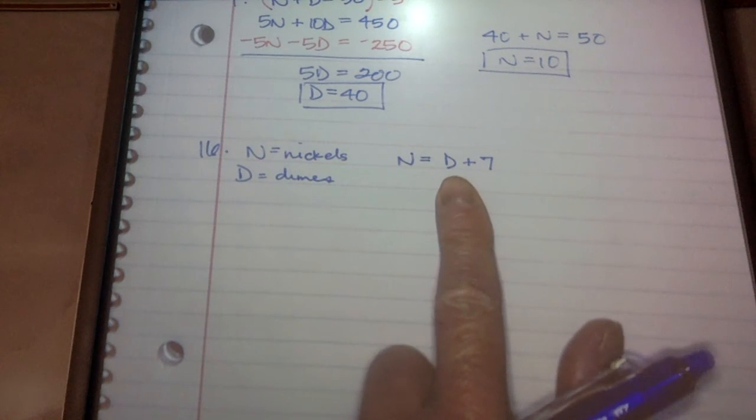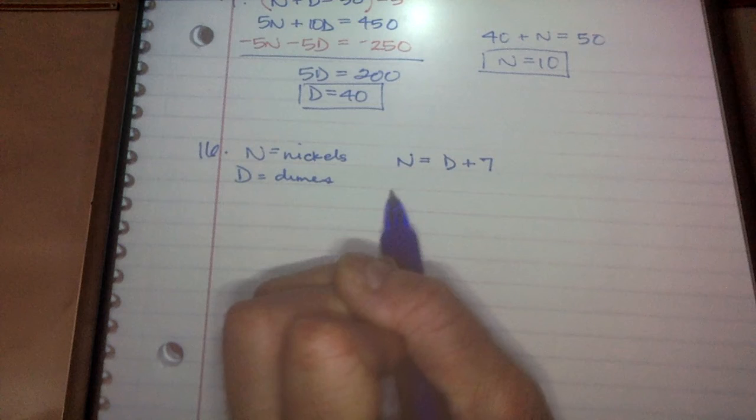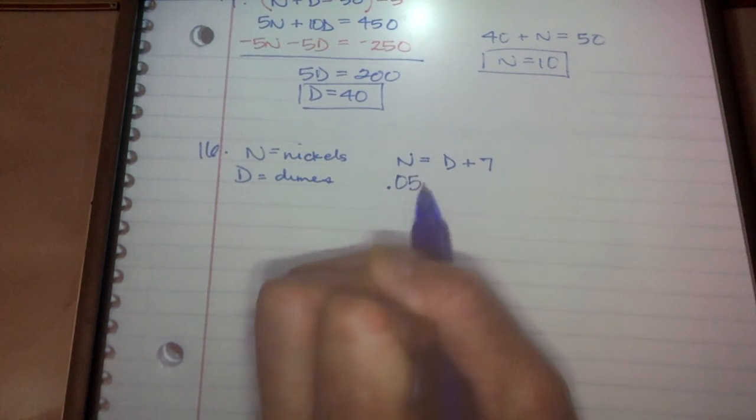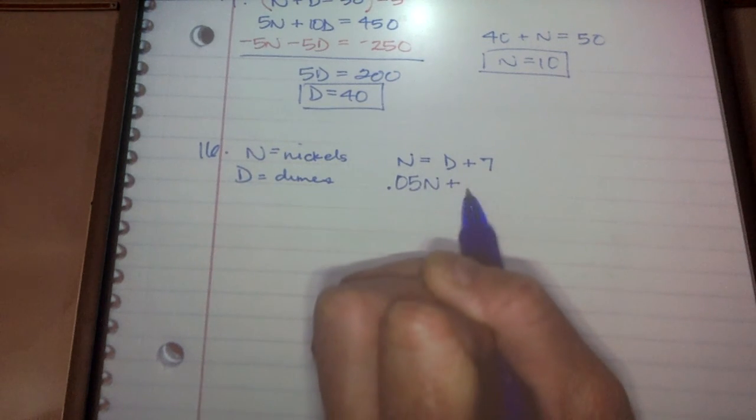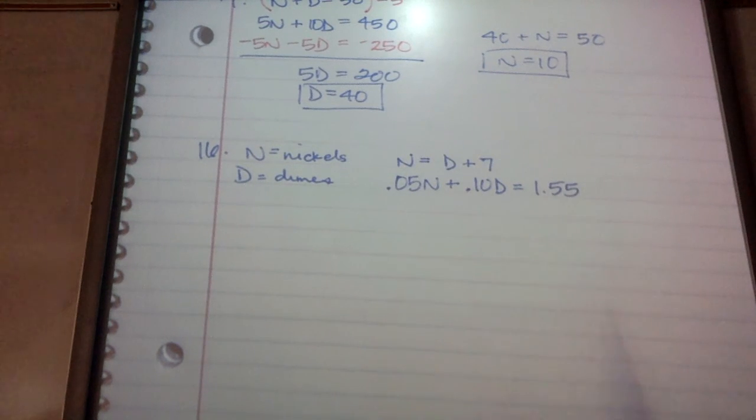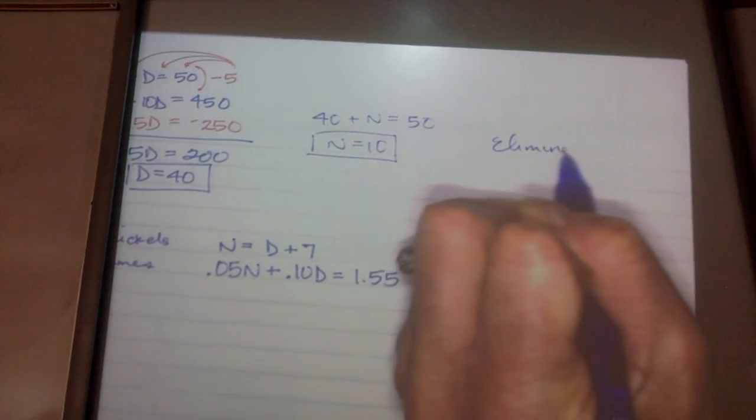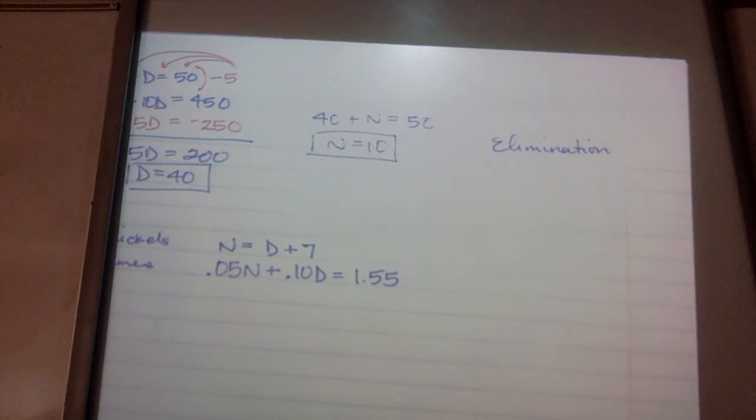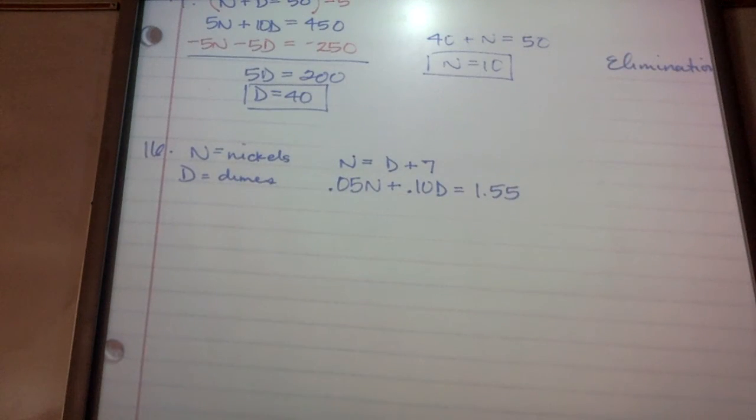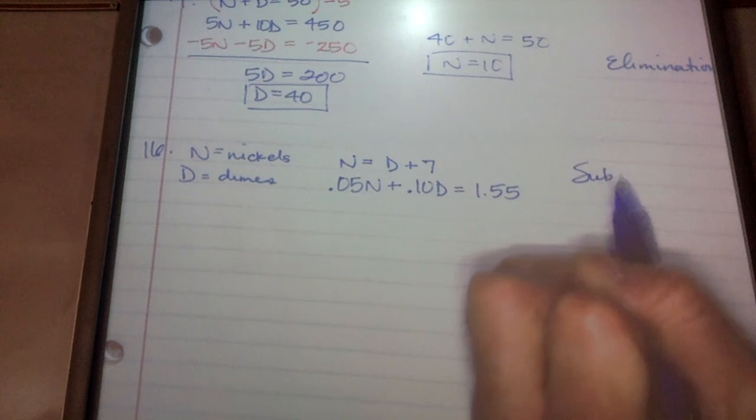Then they told me the value of the coins is $1.55. So I know that a nickel is 5 cents, right? So 0.05 times the number of nickels plus 10 cents per dime equals $1.55. So notice I kept all the money together. Now in number 14, we used elimination because it made the most sense. Elimination makes the most sense when you've got your variables on the same side, simple opposites. In number 16, the method that makes the most sense would be substitution.